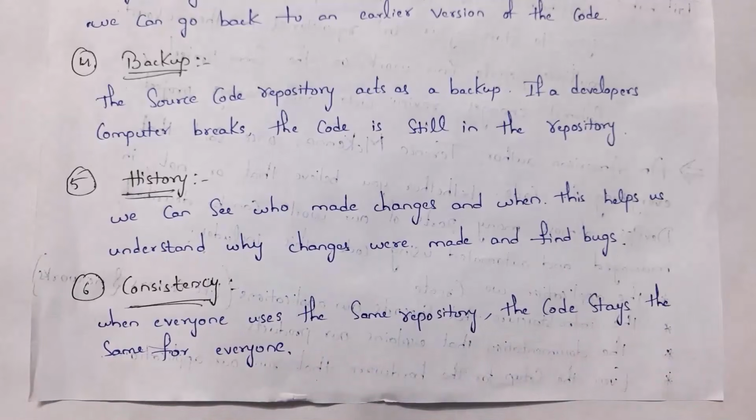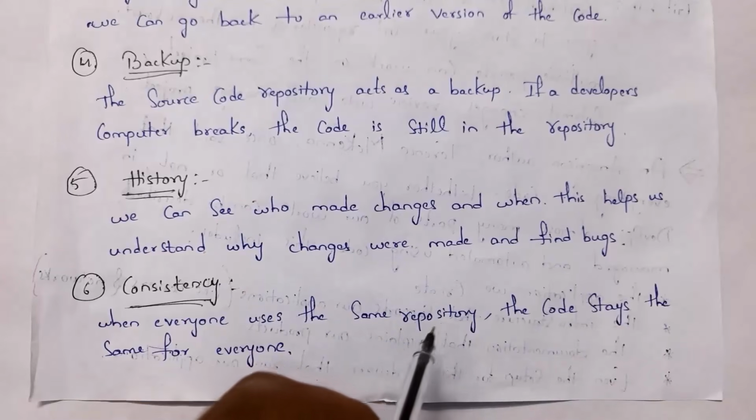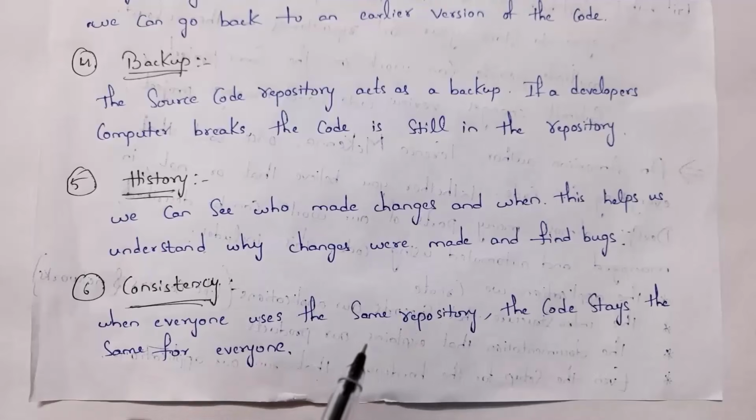And sixth one is consistency. Guys, the meaning of consistency is correctness. A repository is nothing but a place where our complete data is stored. As all developers are using only one repository, everything will be correct.